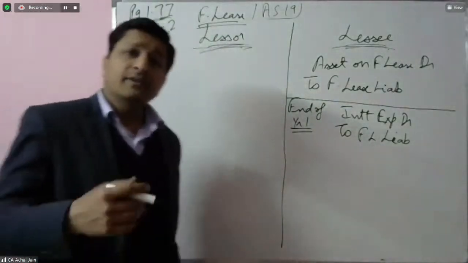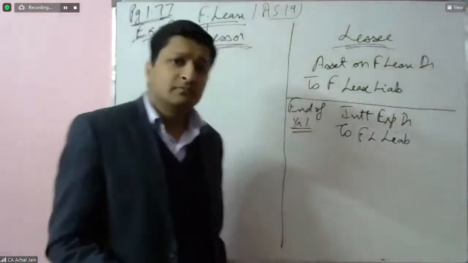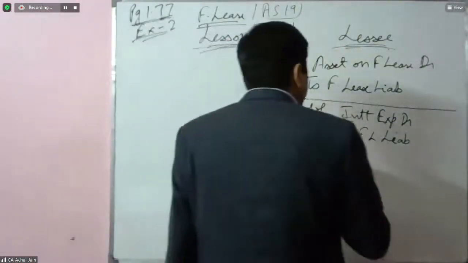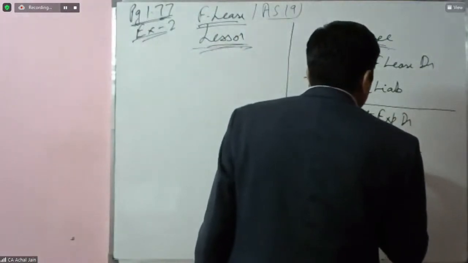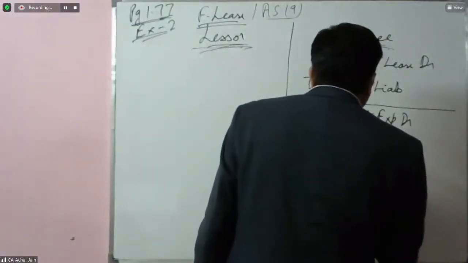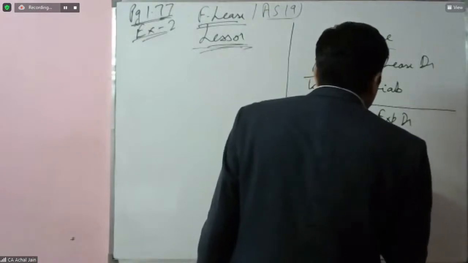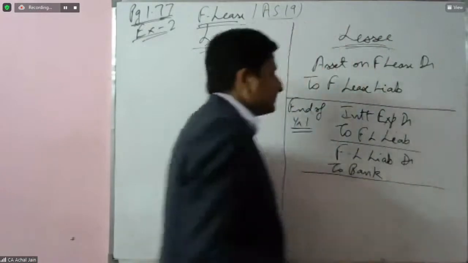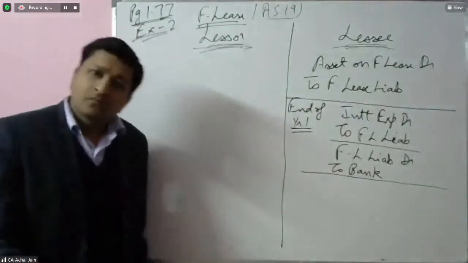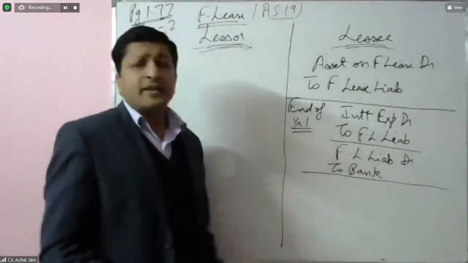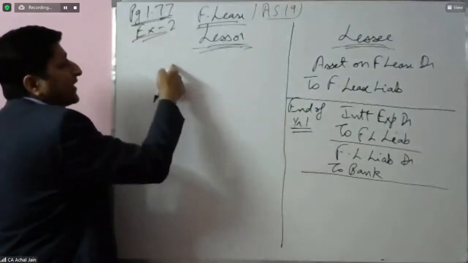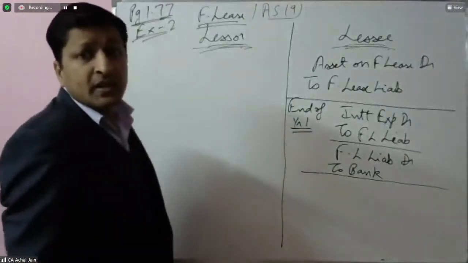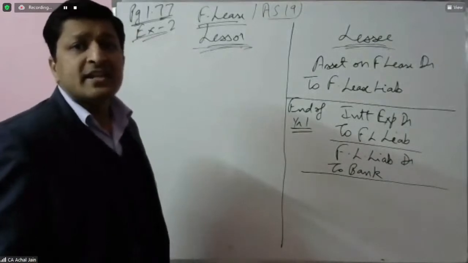And every year some lease amount will also be paid. As a result of which, what will happen? This finance lease liability will get debited and the bank will get credited. Now corresponding to this, what will happen? Over here, lessor will record finance lease receivable.